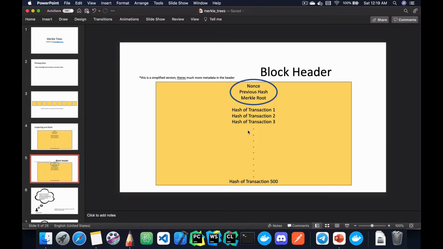Now, one thing I just want to add is that the first three information in the block, the nonce, the hash of the previous block, and the Merkle root are part of what we call the block header. Now, of course, this is a simplified version for tutorial purposes. There's actually much more metadata in the header, such as the timestamp of the block, such as the difficulty target of the block. So if you're interested, feel free to go and read up more online.